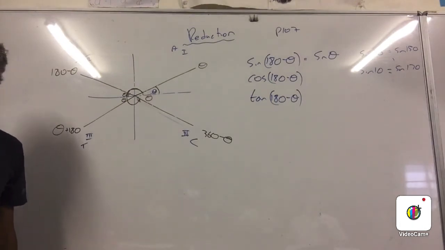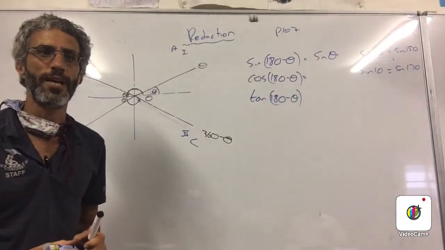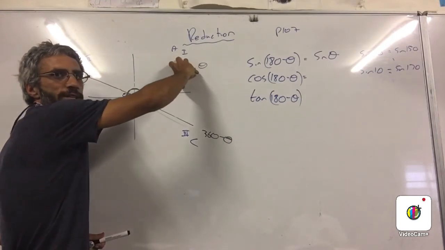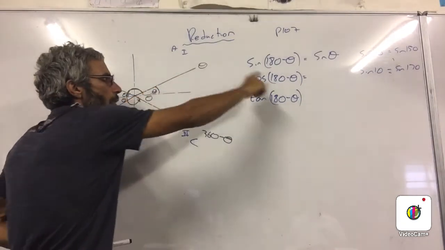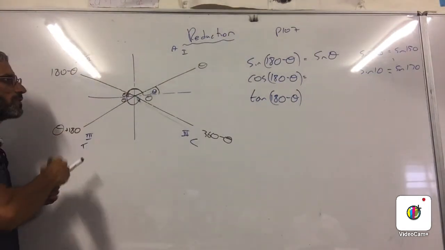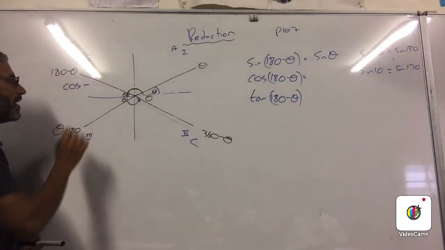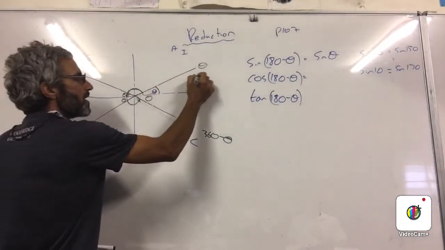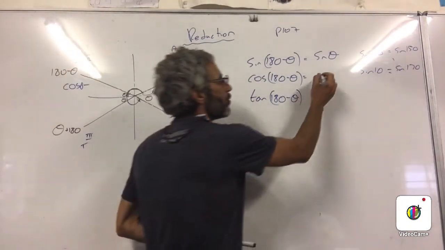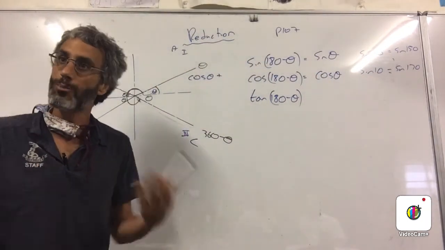Now let's try with cosine. So cosine theta, is it positive or negative? Positive. For 180 minus theta, we're moving to the second quadrant. What about cosine there? Cosine is negative in the second quadrant, and cosine is positive in the first. So if I want to write down cosine theta, is it going to be the same? No, one is positive, one is negative.